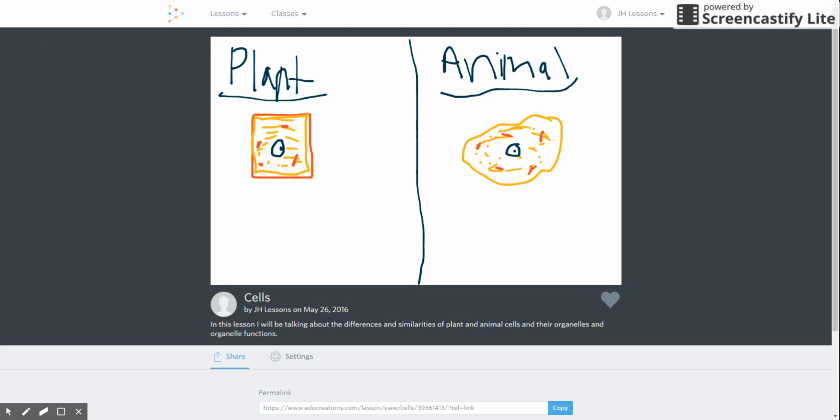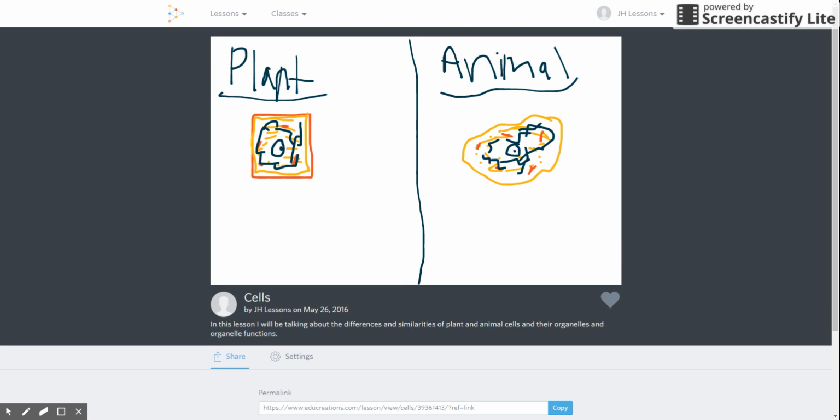Also, there's another organelle called the endoplasmic reticulum. This is a network of membranes that performs protein synthesis. This is also how particles are transported.